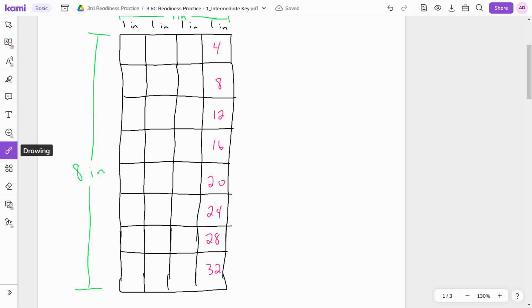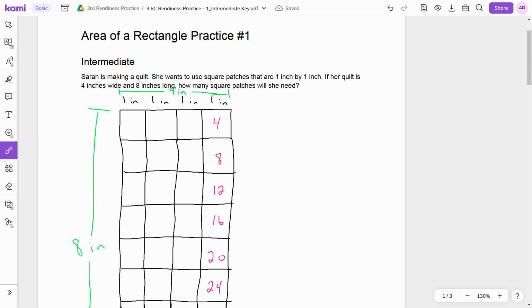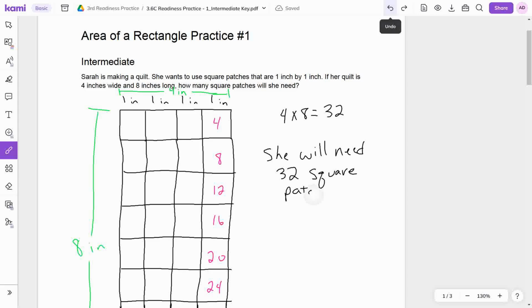But hopefully we notice this is an array. When we are finding the area of a quilt, if we're using square patches, we can look at the length times the width. So 4 times 8 equals 32, and we're dealing with square patches, so we can say she will need 32 square patches. So when we're dealing with area, we can think of an array, and if we can think of an array, then we can look at our length and our width, multiply the two, and we will get our answer.